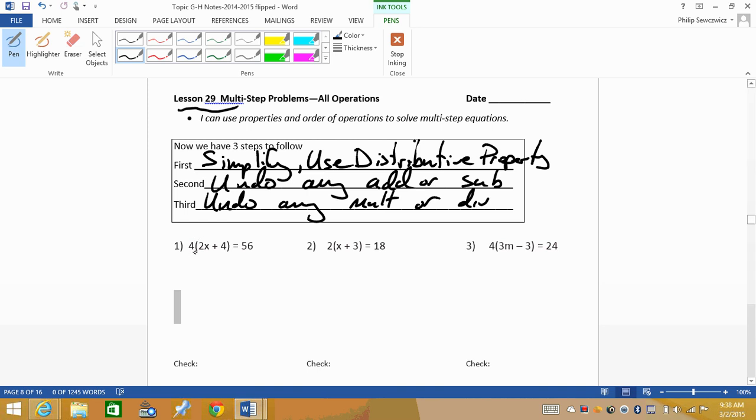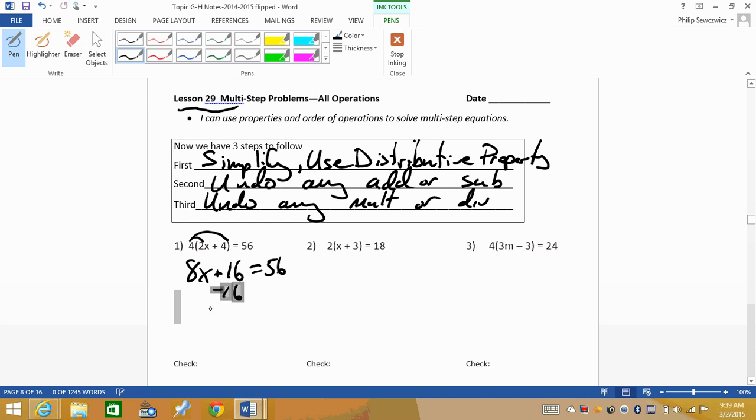So we notice the 4 is up against the parentheses. So we're going to multiply. 4 times 2x is 8x. 4 times 4 is 16. I'm going to use a plus sign because there's a plus sign there. And then equals 56. And now if you notice, we've seen this before. It's simply our two-step equations.